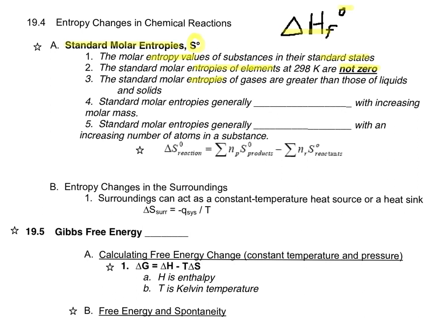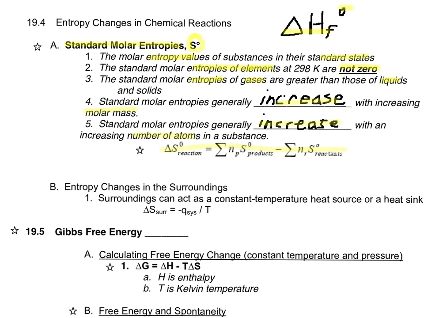We already know gases tend to have greater entropies than liquids. In general, entropies tend to get larger when you have larger molar masses. There tends to be more disorder when there's more particles present. And in a similar vein, you tend to get more entropy when you get more atoms. You can use this equation here to find the change in entropy in any kind of reaction. Notice that this is almost identical to the enthalpy equation that we saw before.